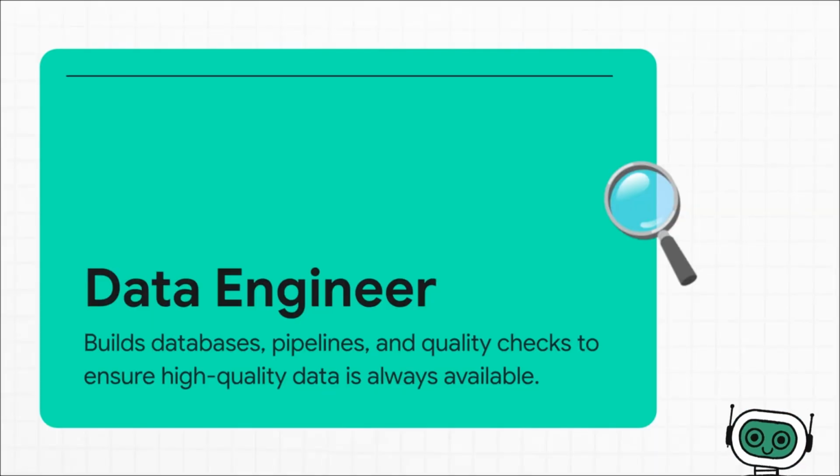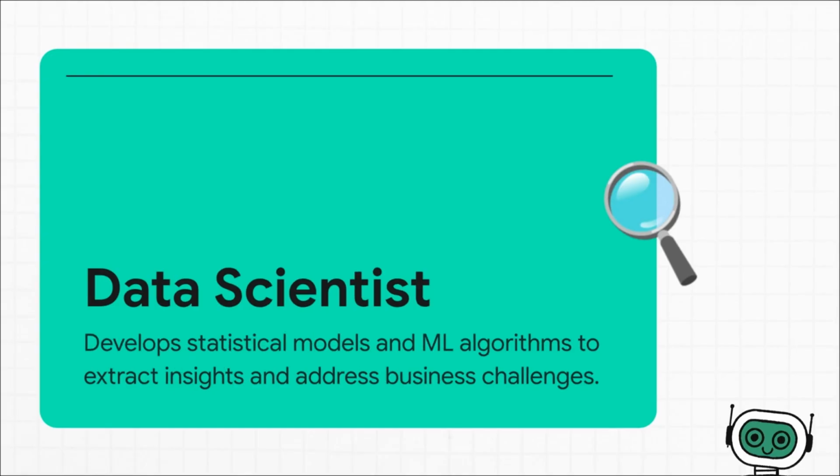First up, at the very beginning of the line, is the data engineer. Think of them as the factory's architect and master plumber. Their main job is to solve one huge problem: getting a reliable supply of raw materials, which, in our case, is data. They're the ones building the databases, the pipelines that move the data around, and all the quality checks to make sure everything is clean and consistent. Without them, the factory has nothing to work with. It's that simple.